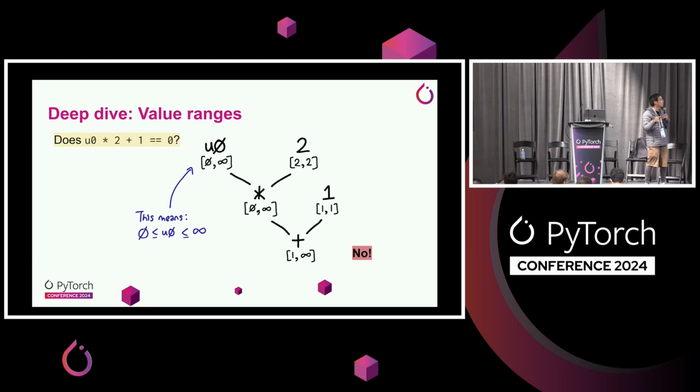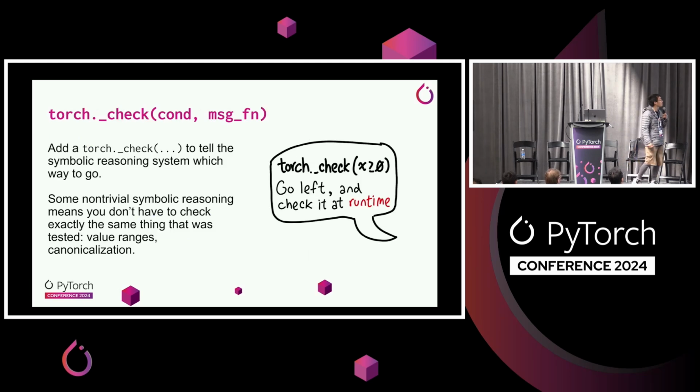And so I say, okay, well, when I multiply it by 2, my value range doesn't change. It's still greater than or equal to 0. But when I add 1 to it, now I know that the resulting expression cannot possibly be 0. It has to be 1 to infinity. And now I know that 1 to infinity is disjoint from 0, and therefore this must be false. And I can discharge this proof obligation there.